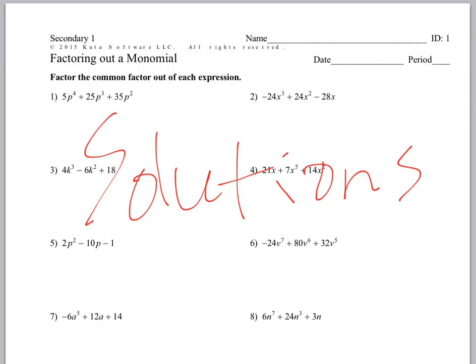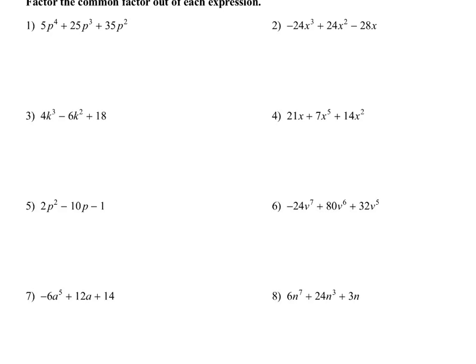Alright, it's time for the solutions for factoring out a monomial. So this one's basically the distributive property, but backwards. And this time you don't have just two terms to deal with, you've got three. And so what you need to do on each of these is look at each of the terms and figure out what you can divide each of those terms by.